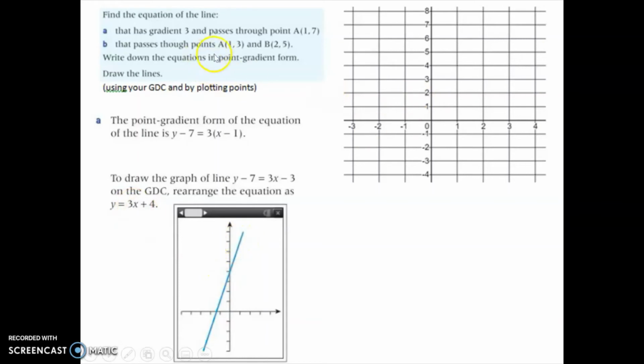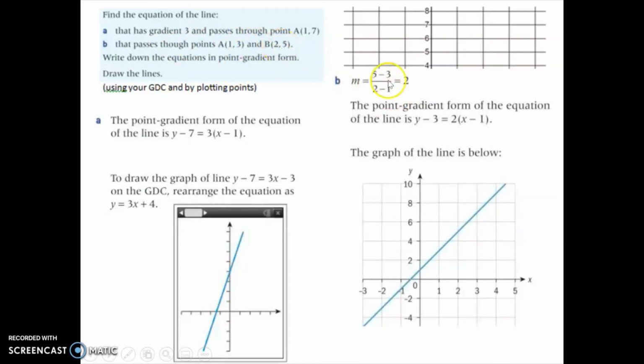Great, now try B. You are given 2 points. You need to find the equation. Okay, remember with 2 points, you always need to find the slope first. So here's the slope of 2, and here used again point slope form. So here's the slope, and then the point that we know, one of them, 1, 3, was put in here. All right, again, that one can be graphed like this.